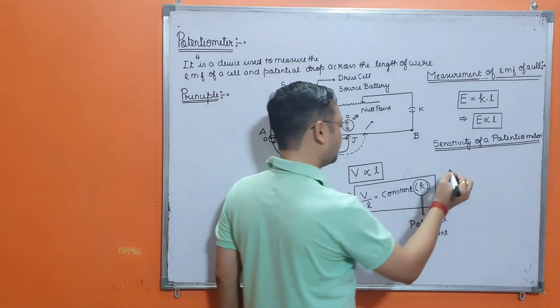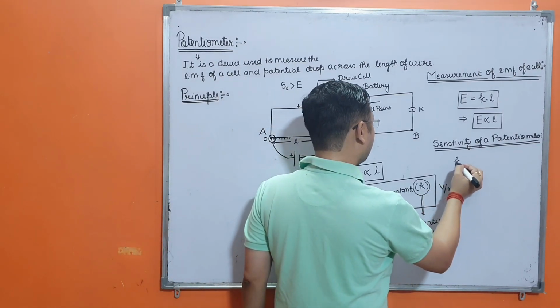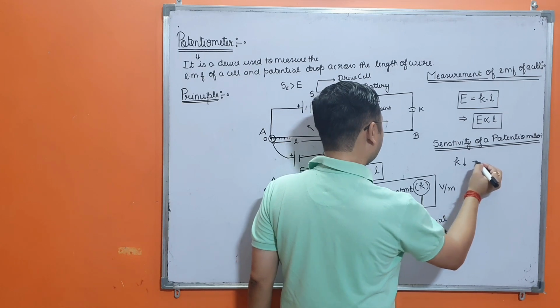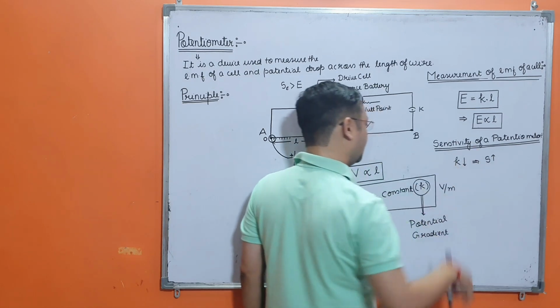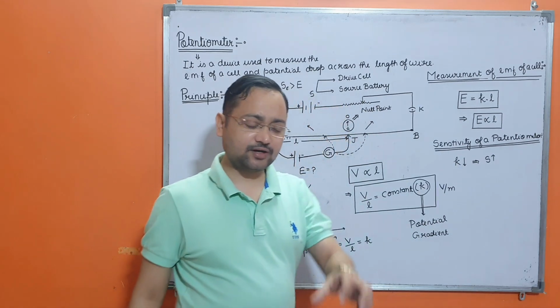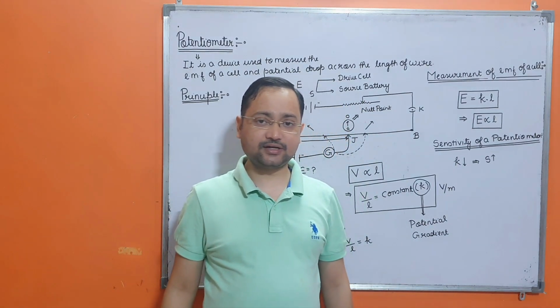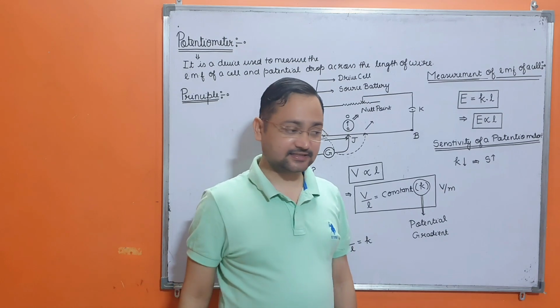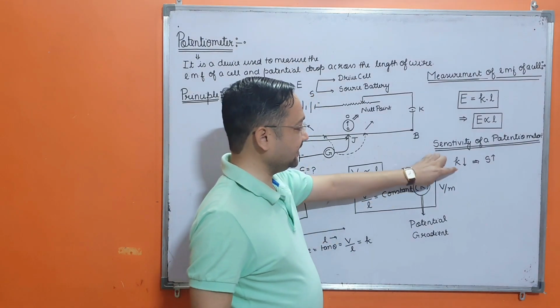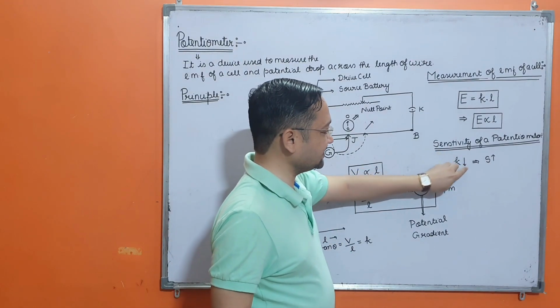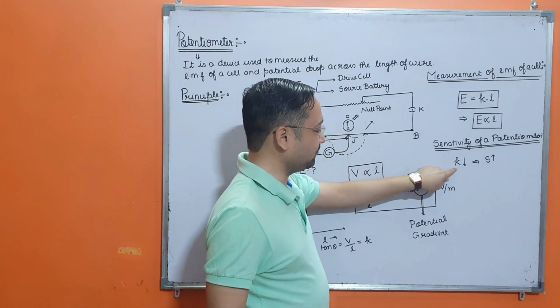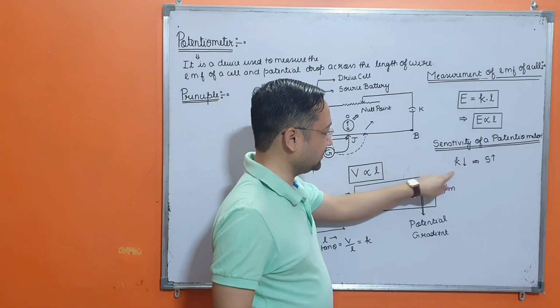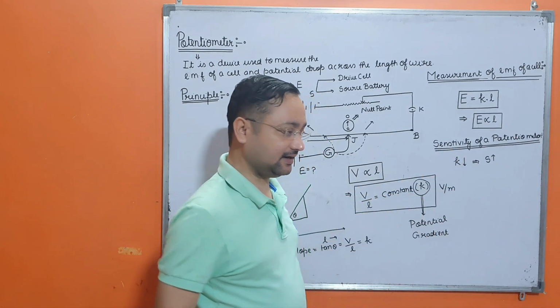It means the smaller the potential gradient, the higher the sensitivity of the potentiometer. The thing is, if we want to increase the sensitivity of the potentiometer, that is a board exam question also. So before that, let us do a postmortem of this potential gradient.